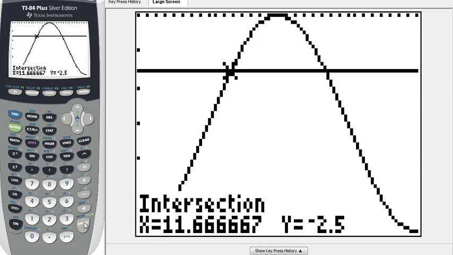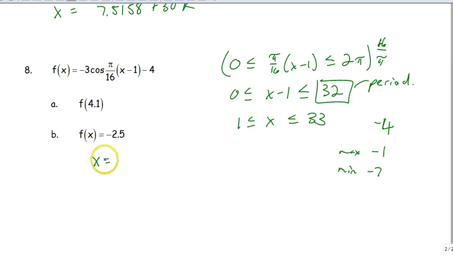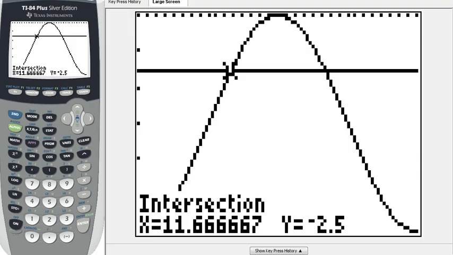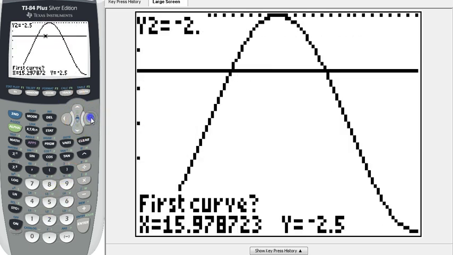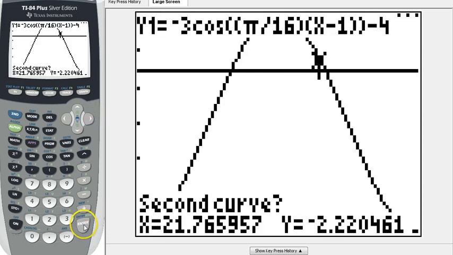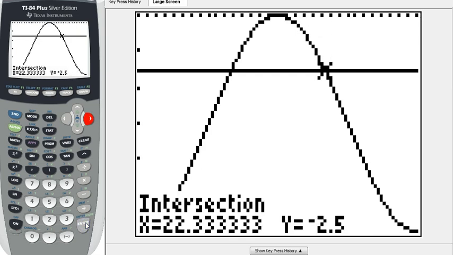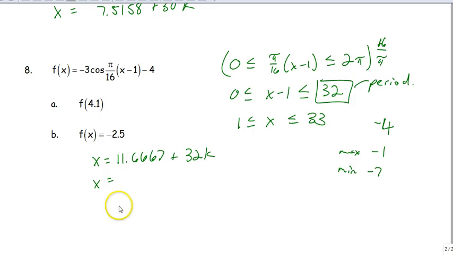Alright, 11.6667. So x is equal to 11.6667 plus the period, which is 32k. The other value, you hit enter a couple times, is 22.3333 plus 32k. And finally, 4.1, is that in our range right here?